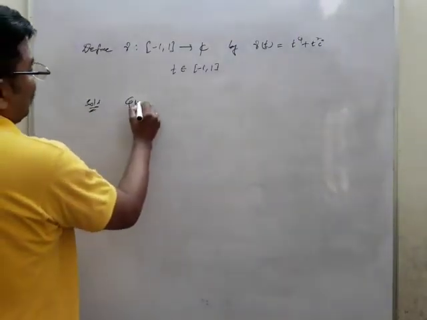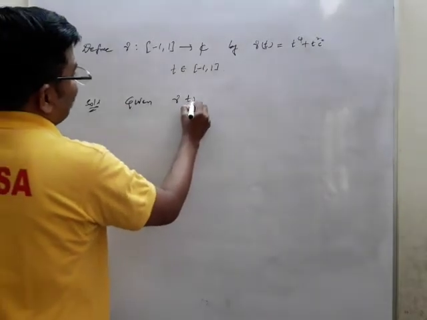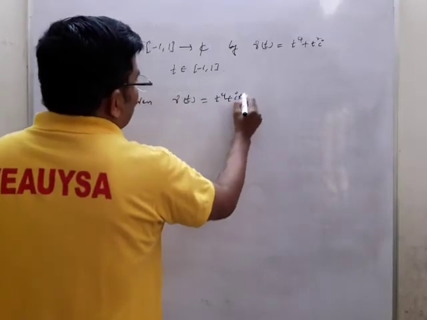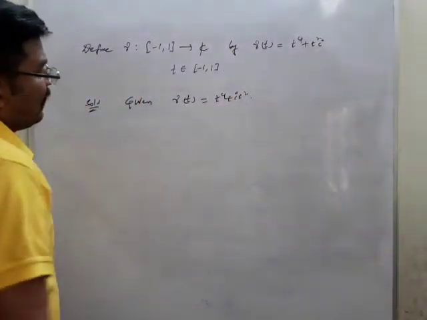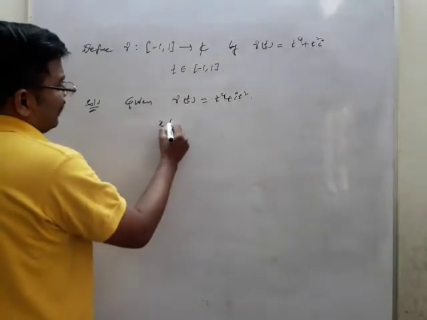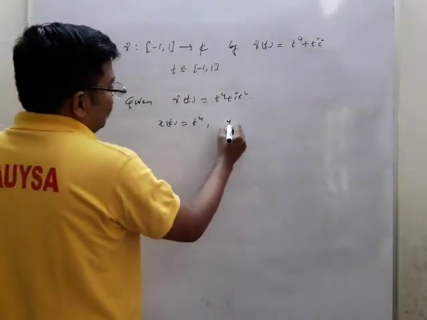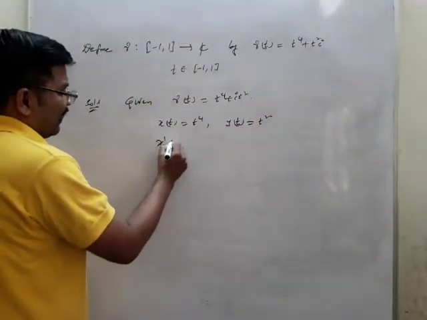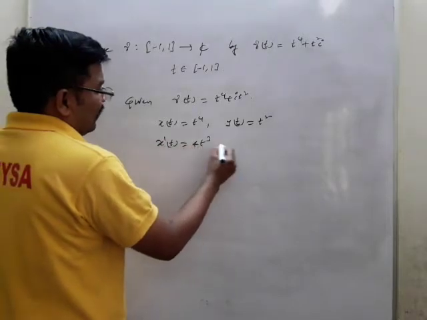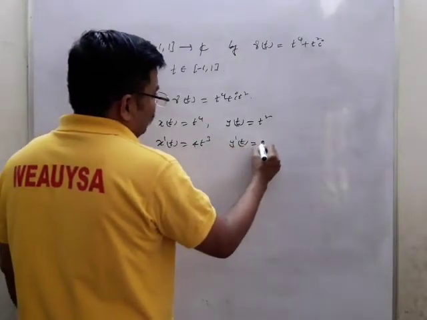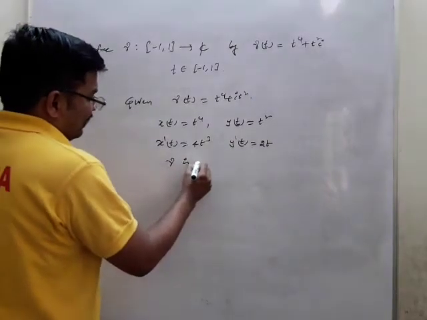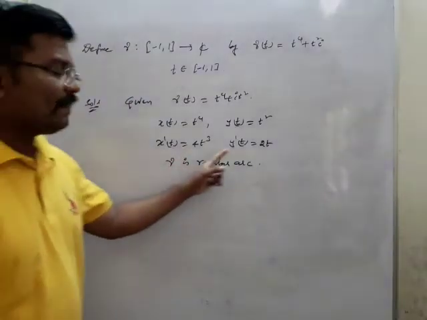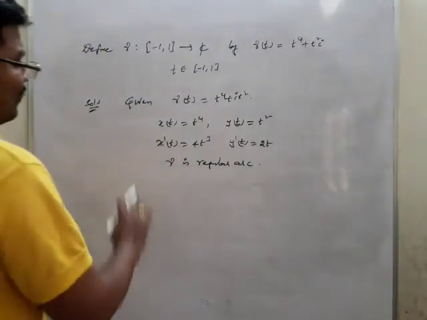Solution. What is given? Given gamma of t is equal to t power 4 plus i t square. It is given in this form. So what we can write here, x of t is equal to t power 4, y of t is equal to t square. Simply x dash of t you can easily find out, that is 4t cube. Y dash of t is nothing but 2t. I can say gamma is regular, by this we can say that it is a regular arc. Gamma is regular because these two existed.